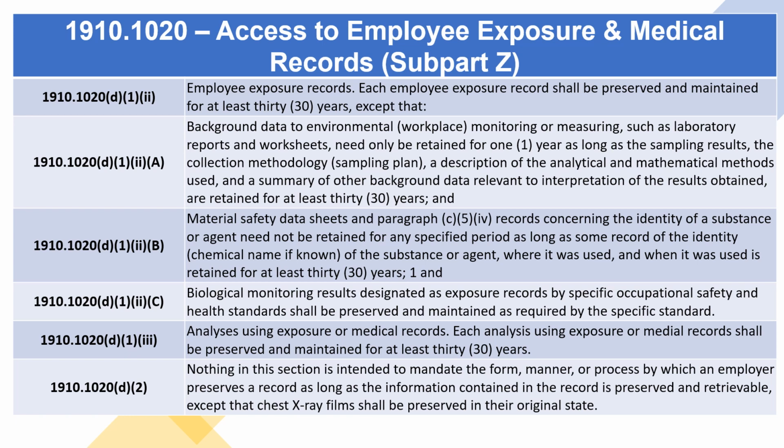1910.1020(d)(1)(ii)(B) Material safety data sheets in paragraph (c)(4). Records concerning the identity of a substance or agent need not be retained for any specified period as long as some record of the identity, chemical name if known, of the substance or agent, where it was used, and when it was used is retained for at least 30 years. And 1910.1020(d)(1)(ii)(C) Biological monitoring results designated as exposure records by specific occupational safety and health standards shall be preserved and maintained as required by the specific standard.